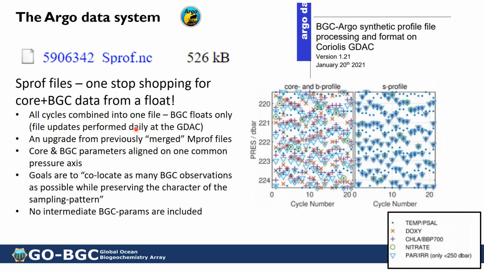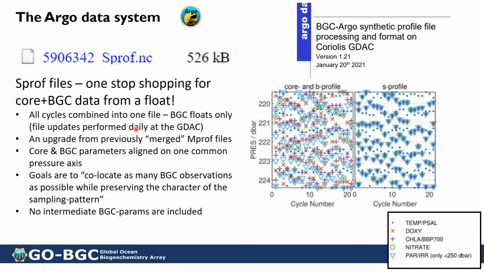These SProfile files are essentially an upgrade from the previous MProf or merged profile format that simply merged the core and BGC files without accounting for cases where measurements of multiple sensors were not aligned during onboard processing. And that made it difficult to study the BGC parameters as co-located measurements with core data. And it also made for very large file sizes with a lot of empty space.